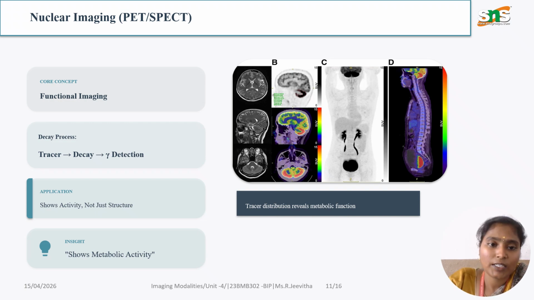Now, PET and SPECT are used for functional imaging. They use a tracer that emits gamma radiation, and the system detects the gamma radiation. Unlike the others, it shows metabolic activity. For example, cancer cells have high metabolism, so brighter spots are identified. It shows the function, not the structure.